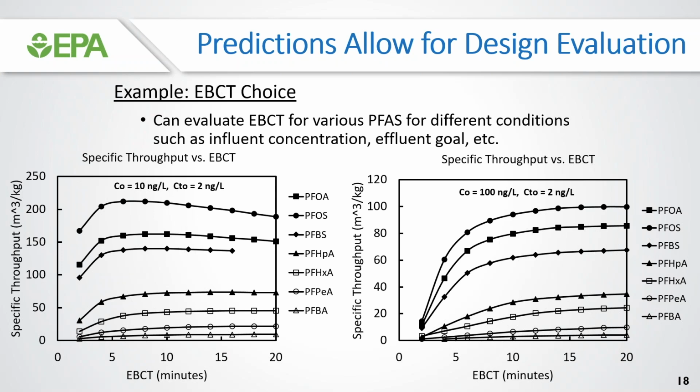A slightly different perspective on this is looking at design evaluation. These are two different concentrations, and the one on the right is a higher concentration. You can see that for the variety of PFASs, the treatment throughput, which is on the y-axis, is sharply declining at higher concentrations, which suggests that you want longer empty bed contact times for PFAS removal. That's consistent with what a variety of sources have shown.